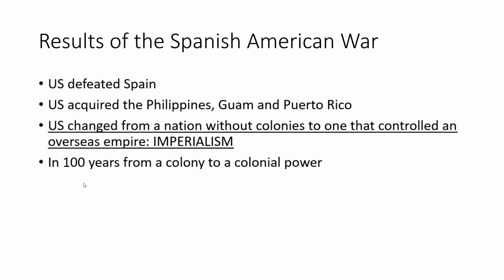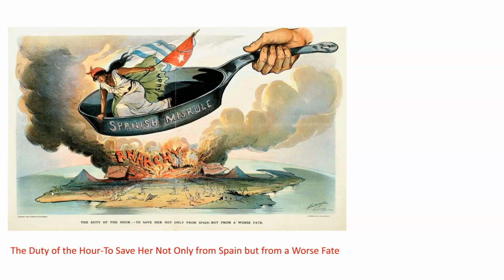In 100 years, we went from a colony to a colonial power, right? We were a colony of Britain, and now we are a colonial power. We control areas in the Philippines, Guam, and Puerto Rico. And the Cubans are independent. Kind of independent, with the United States kind of looking over what they're going to be and what they're going to do. All right, so this is our left-hand side for this lesson.